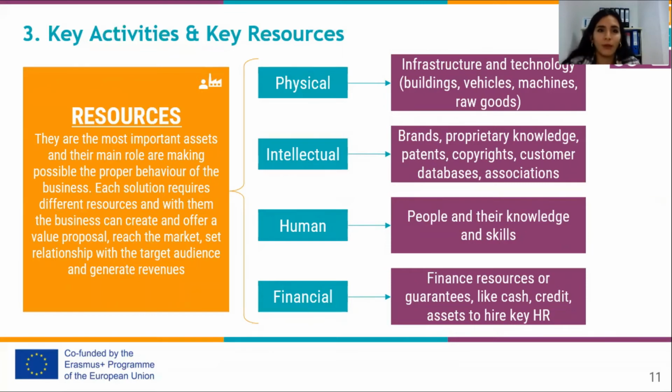So here we have the 4 kinds of key resources: the physical, intellectual, human, and financial. Physical resources are related to infrastructure and technology. Here we are going to include the different buildings, the vehicles, the machines and the raw goods. In the intellectual key resources, we are going to include the brands, the proprietary knowledge, the patents, the copyright, the customer databases, the associations, all of these that are non-material resources. The human resources are the people and the knowledge that they have and their skills. And the financial resources are, for example, a warranty, if you go to the bank and ask for credit, if you have cash also, and all the assets that you need to hire these human resources in order to develop your daily activities.